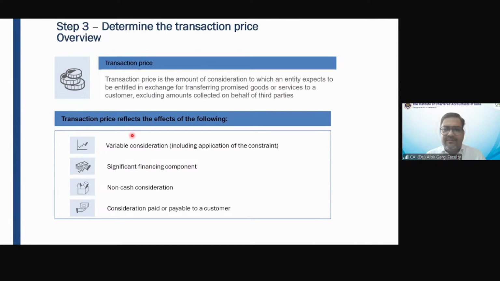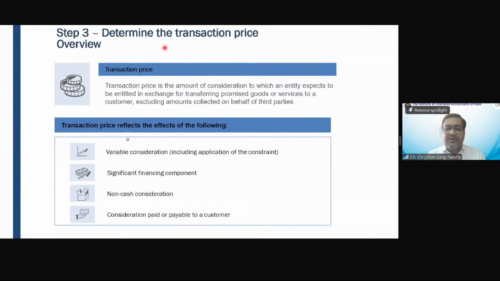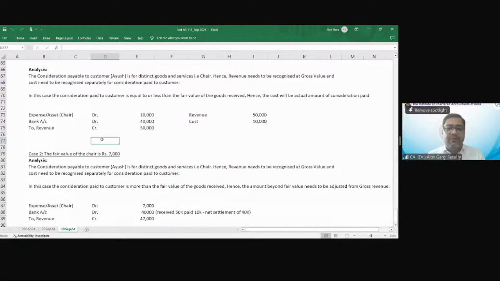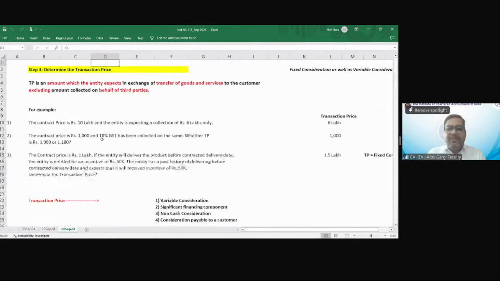Whether we can say that there is a significant financing component exist. Can we say that there is a significant financing component exist? Yes or no? In these two examples of credit card, of telephone, Ayush is saying no. Why, Ayush? Why no? It is significant financing component, significant.